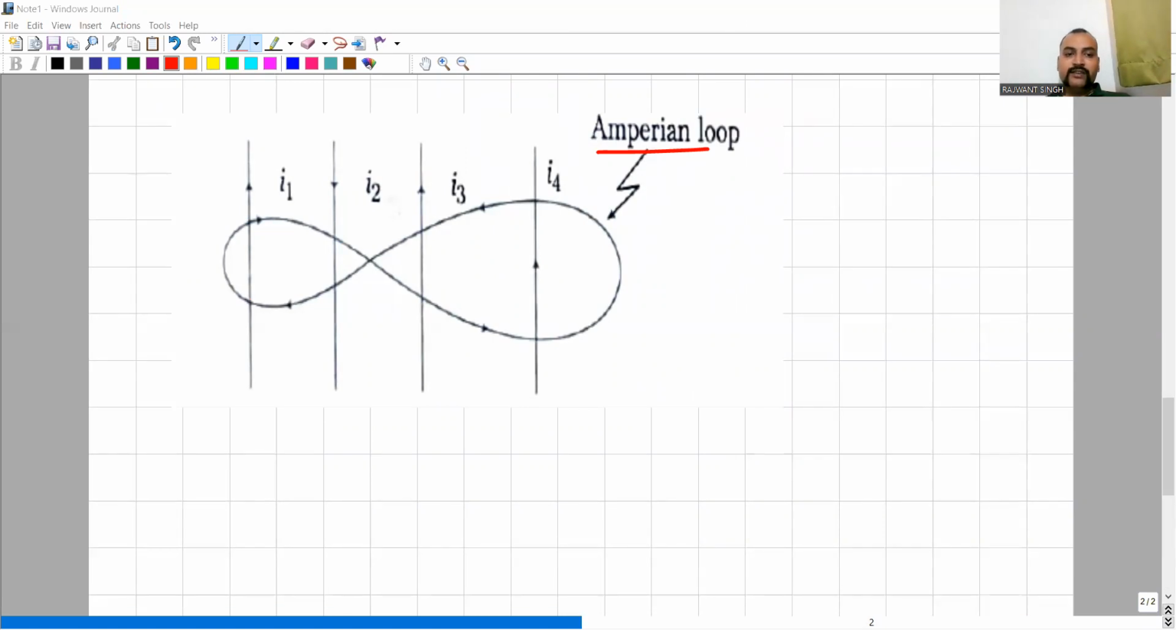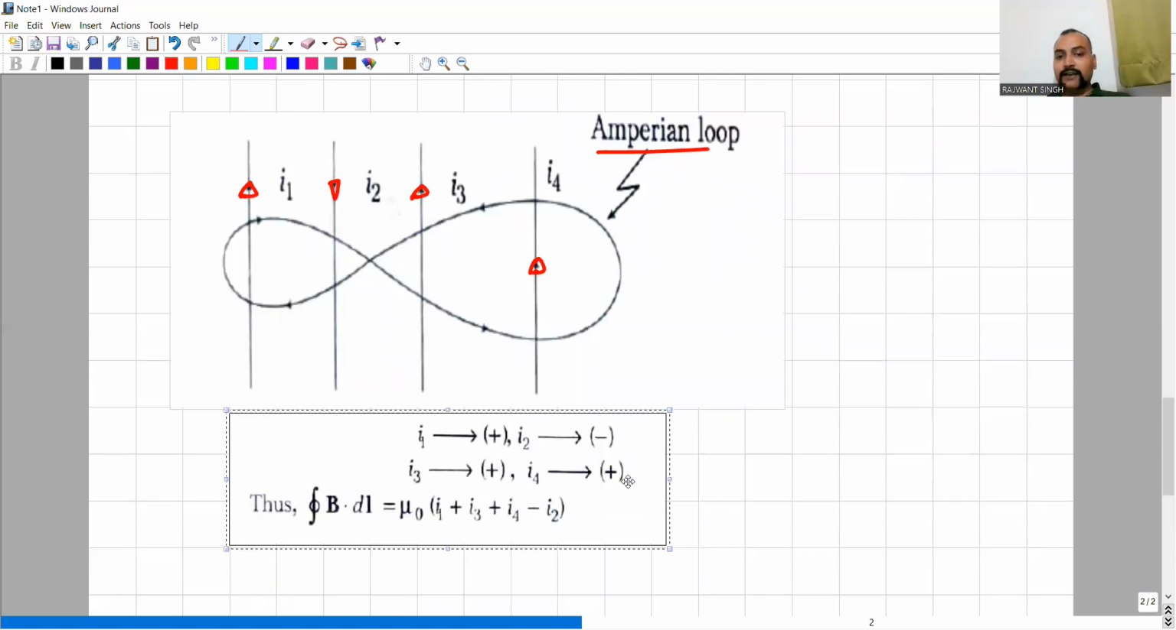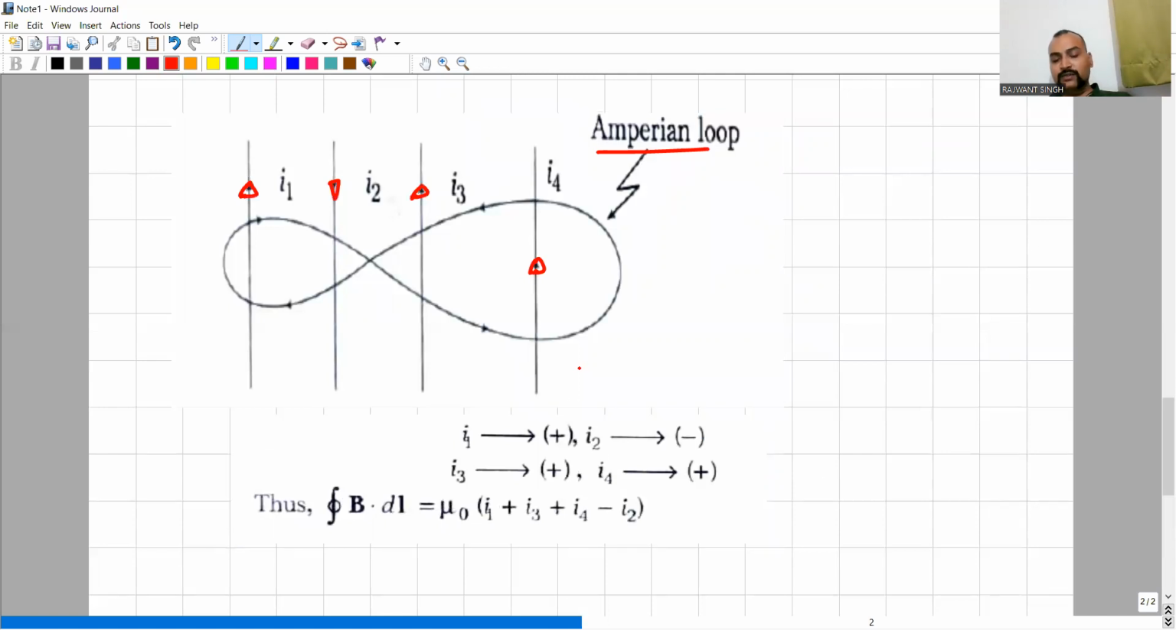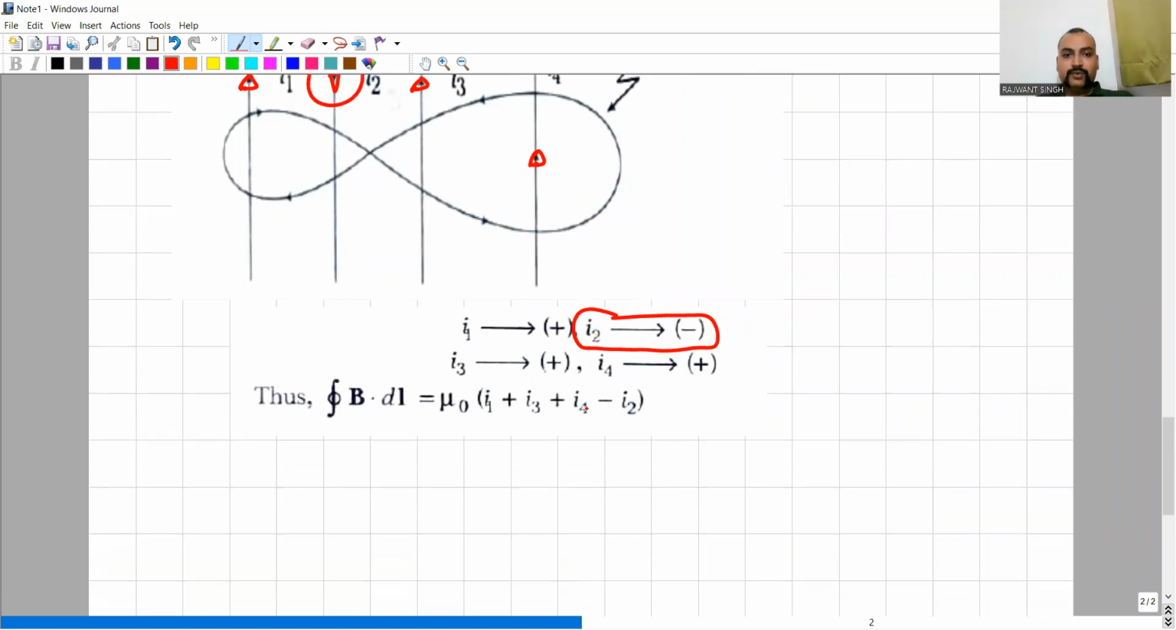We can see that the current I1 is going in the upward direction, I2 is going in the downward direction, I3 is going in the upward direction, and I4 is also in the upward direction. So I1, I3, and I4 will be positive values, and I2 will be a negative value because it is going down. So my Ampere equation will become B dot dl is equal to mu naught times I1 plus I3 plus I4 minus I2. Very simple.